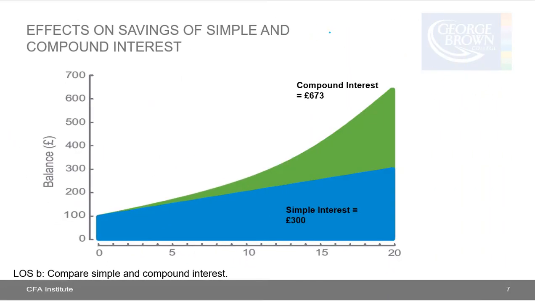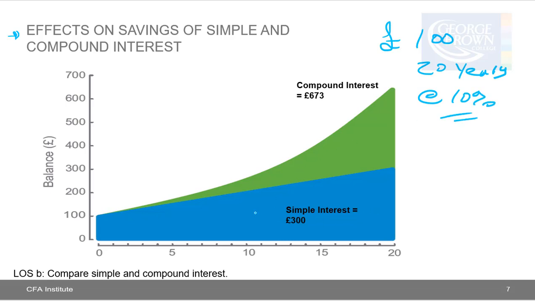They say that a picture is worth 1,000 words, so this is just putting into a graphic the calculations that we're doing on the previous slide, and it's the effects on savings of simple and compounded interest. So we're looking at the example of £100 invested for 20 years at 10% interest.